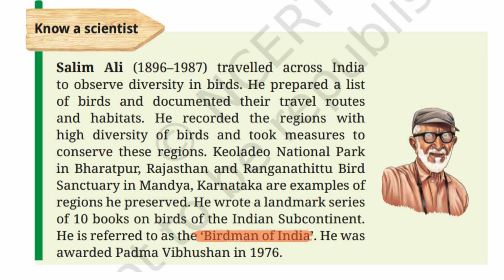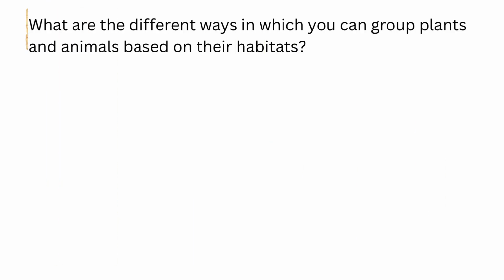He traveled across India to study and list different birds, their habitats, and migration routes. He helped protect bird rich areas like Keoladeo National Park, Rajasthan, and Ranganathittu Bird Sanctuary, Karnataka. He wrote 10 important books about Indian birds, and in 1976 he received the Padma Vibhushan for his work.